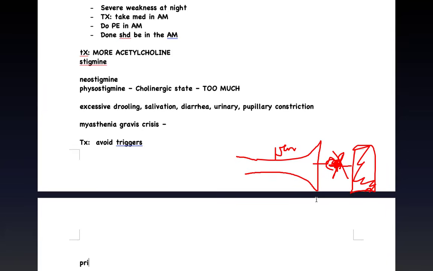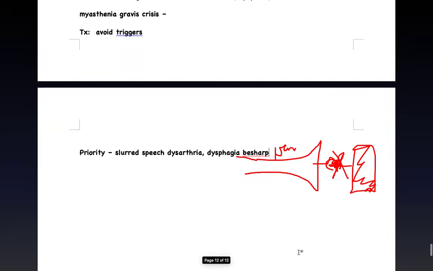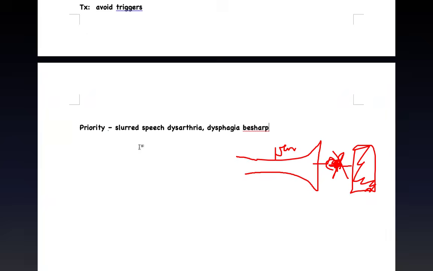What is the priority for myasthenia gravis? You can have severe weakness during the night. I don't care. Number one, if you slur your speech, if you have dysarthria, if you have dysphagia, these are all red flag moments that you have to say something. You have to intervene. So when you see that, intervene. That's the priority for that.